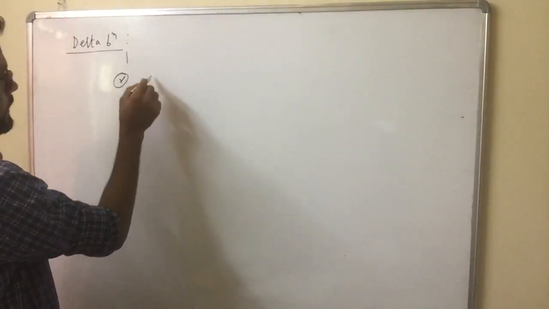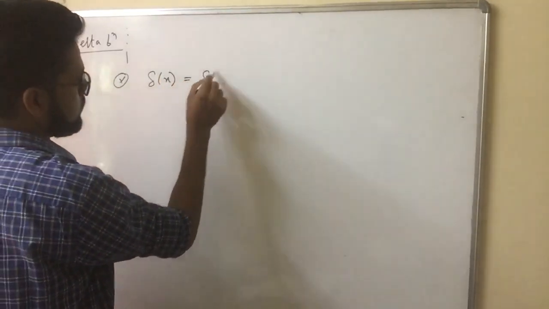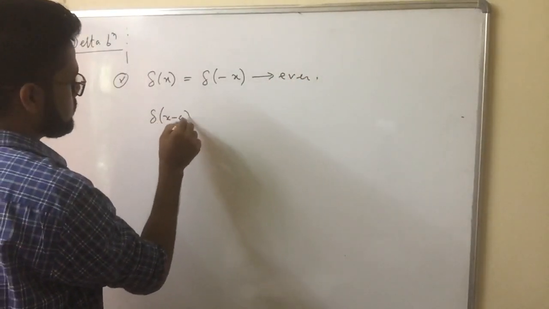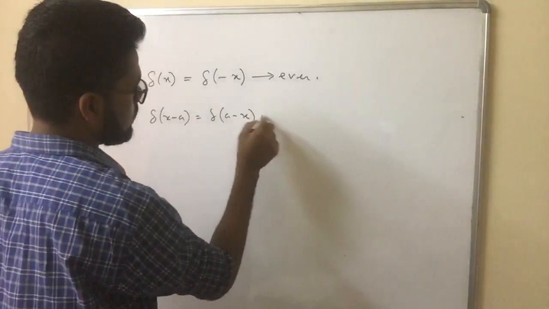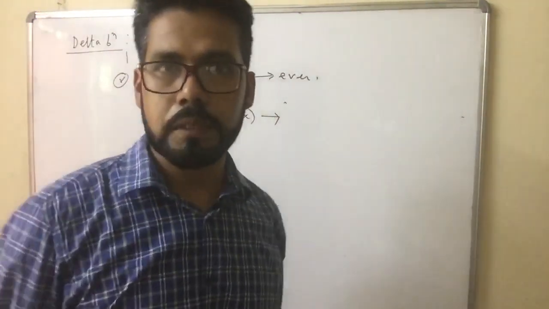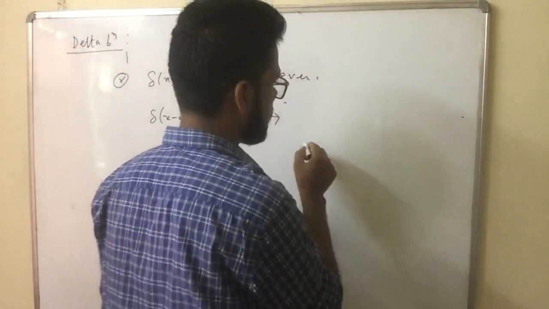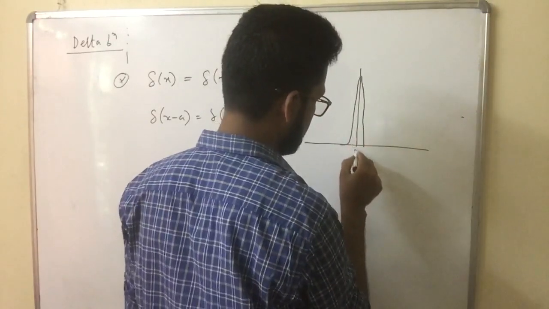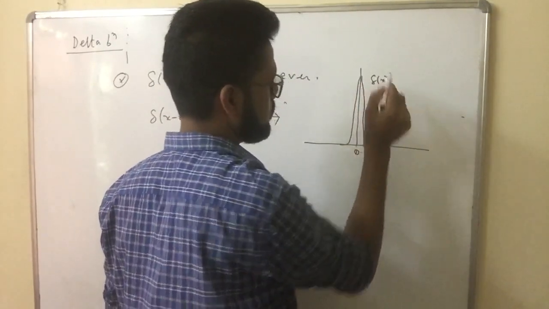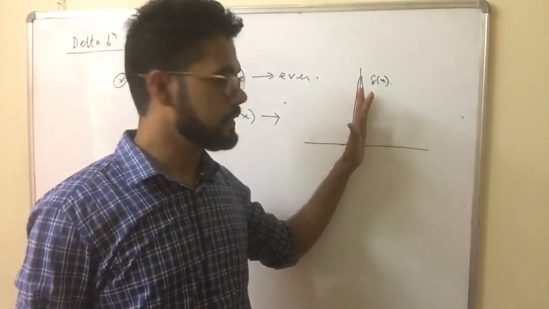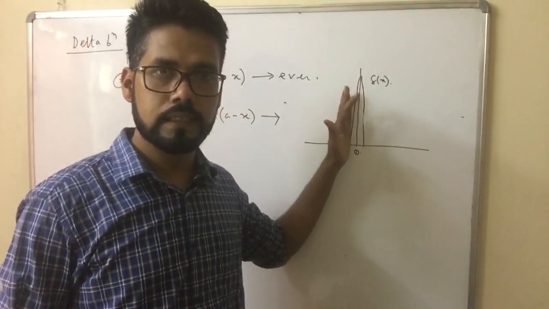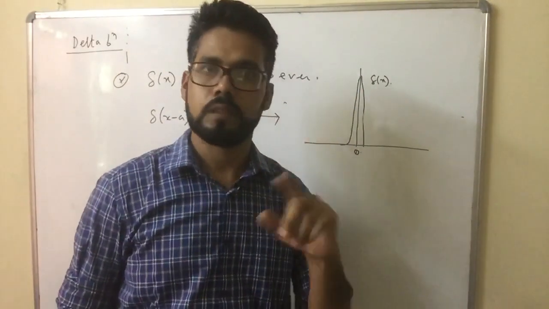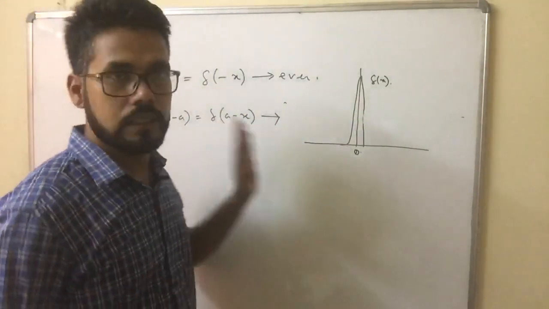Property number 2: the delta function is an even function. Delta of minus x equals delta of x, or delta of x minus a equals delta of a minus x. Even function means even parity. Why is it called an even function? You see, it is a spike. This is suppose 0, this is delta x. The left hand side is equally symmetric with the right hand side. That means this is an even function, and even parity. Parity is plus 1, not minus 1, and it is known as an even function.